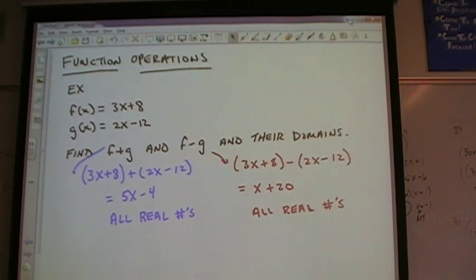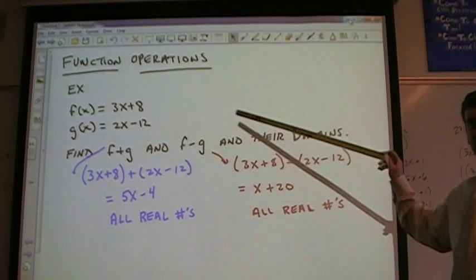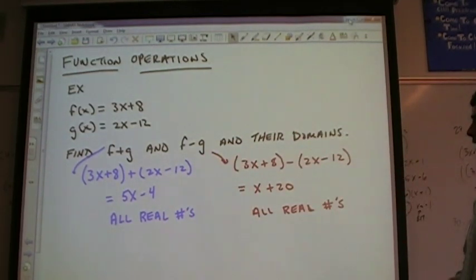Alright, function operations. First example, we're going to add and subtract functions. F of x is given to you. Everything in black up here is given to you. F of x equals 3x plus 8. G of x equals 2x minus 12. Find f plus g and f minus g and their domains.